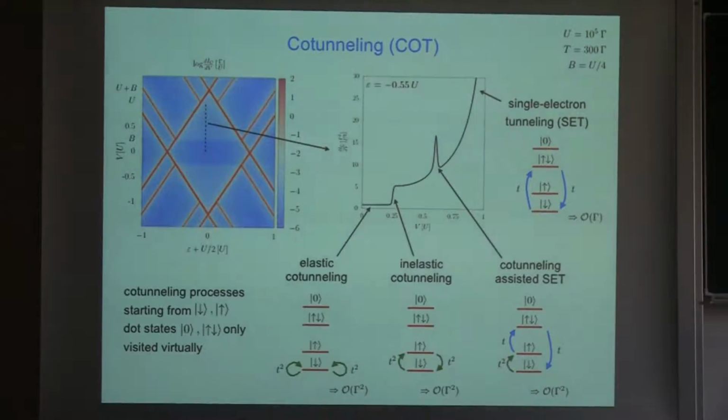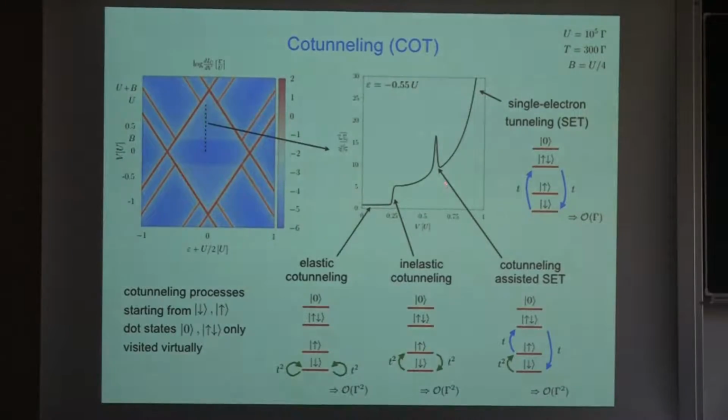Then when you move further up, at some point the external bias voltage will be the same as the applied magnetic field. That means you can also have processes where the intermediate state is, for example, an upspin electron, because the energy you need to overcome the splitting between the up and the downspin electrons is provided by the external voltage. So these are inelastic cotunneling processes, and this corresponds to the opening of a new transport channel. So the differential conductance will increase at this step.